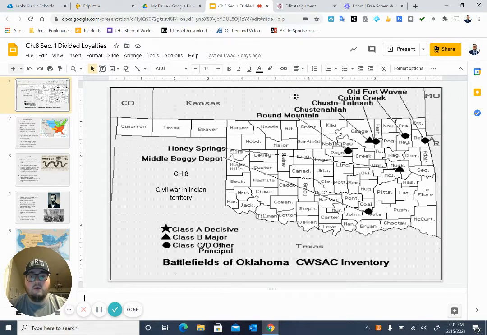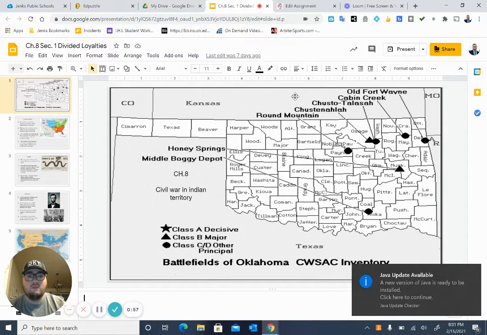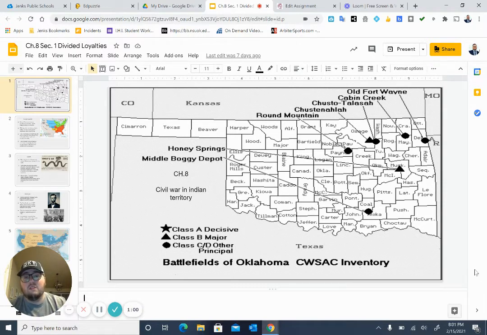There were a few major battles in and around the Tulsa area. One happened near Honey Springs, which is near Checotah, around I-40 in southeastern Oklahoma. And one actually happened around Tulsa. We'll get into that. It's involving the Creek Indians.